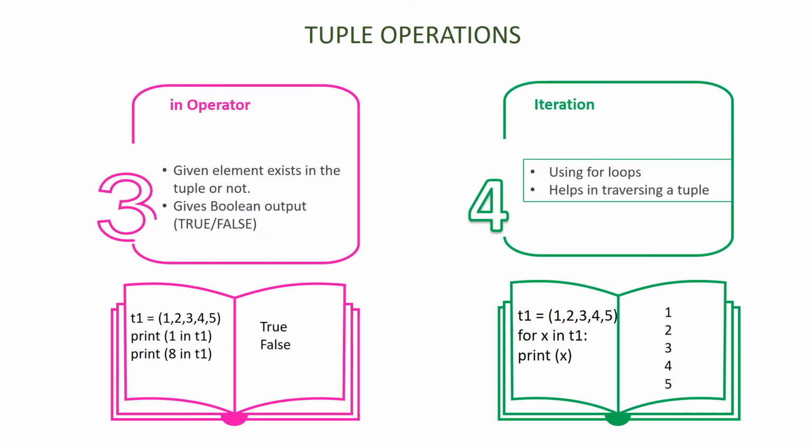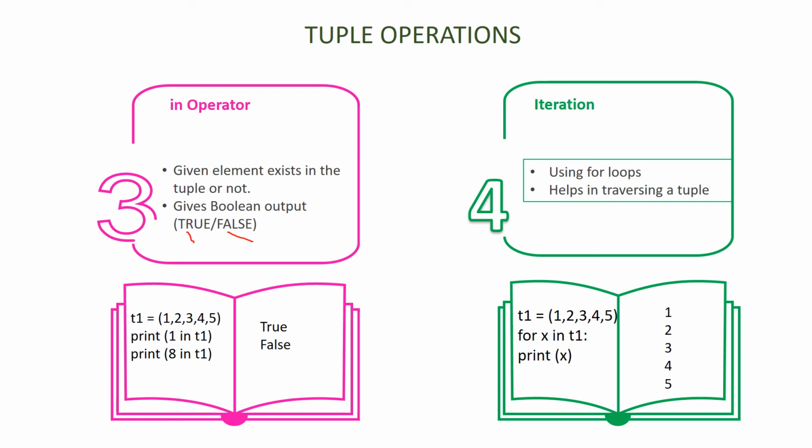The next one is the in operator. The in operator also works on tuples, and it tells whether an element exists in the tuple or not. That is, it always gives a boolean output, either true or false. Whenever the given input exists in the tuple, it returns true. If not, it returns false.